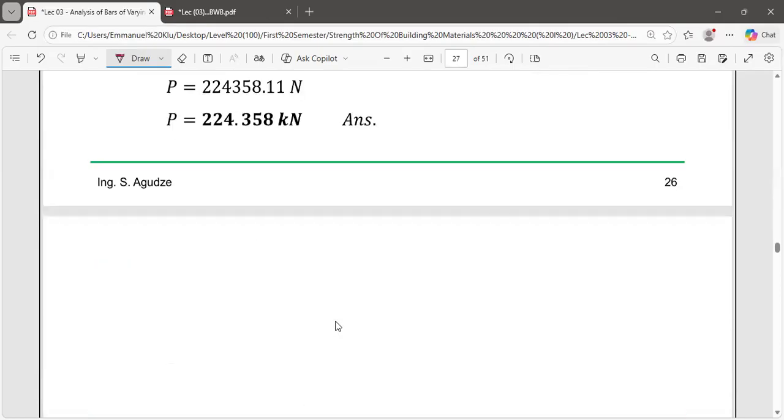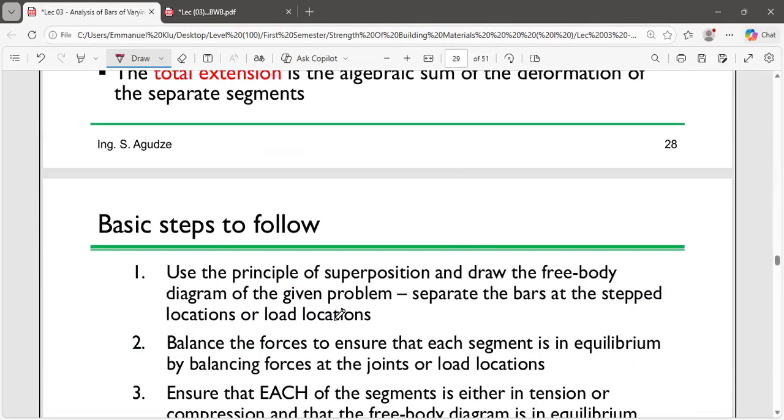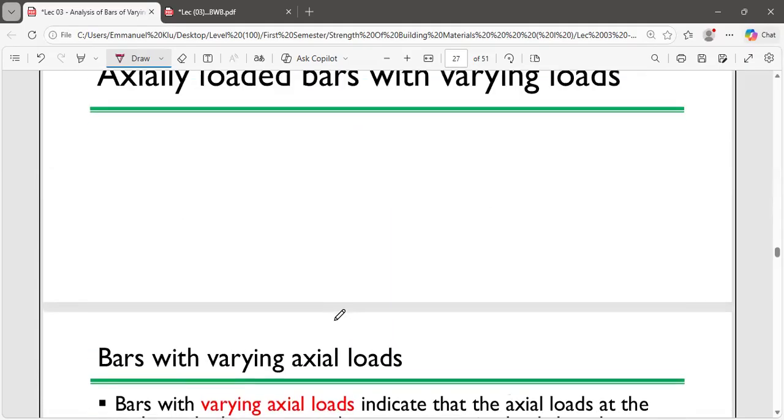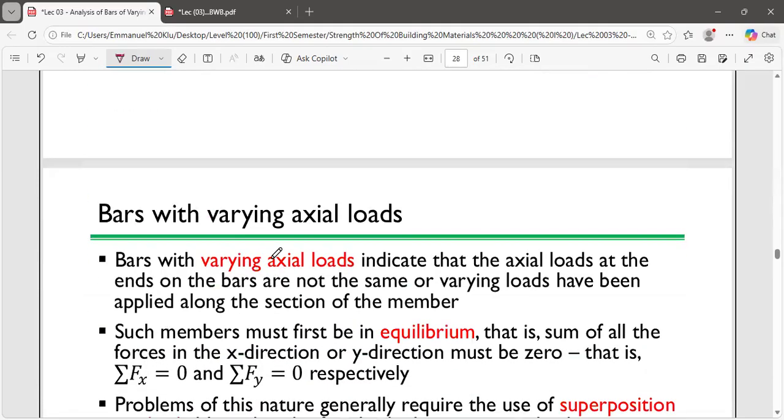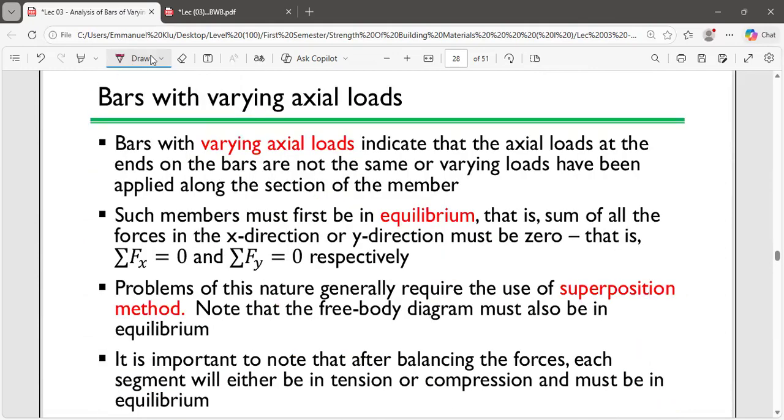Let's pick a question that is a bit more technical. So let's look at bars with varying axial loads. The first ones we saw were bars with the same load on them. Let's also solve one question on bars with varying axial loads. Take note that bars with varying axial loads indicate that the axial loads at the ends of the bars are not the same.